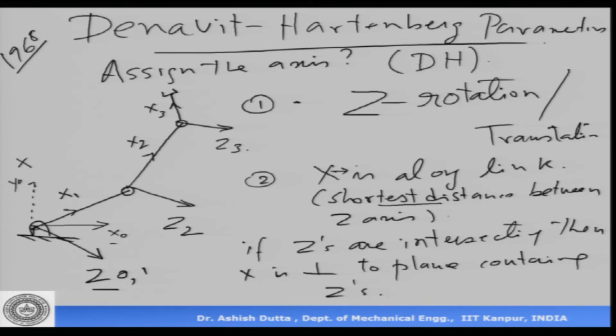A few other parameters let us draw. So, let us call this L1 and let us call this L2. Okay. So, we have now assigned our frames as per DH notation. So, this is what we call the Denavit-Hartenberg parameters. Now, let us look at the second case where the z's are intersecting. Here the z's are parallel. So, we were lucky that then this x is defined as the shortest distance between them.